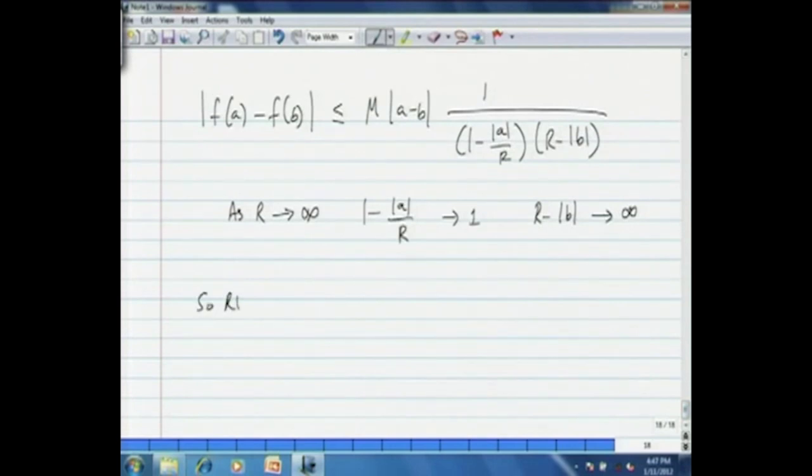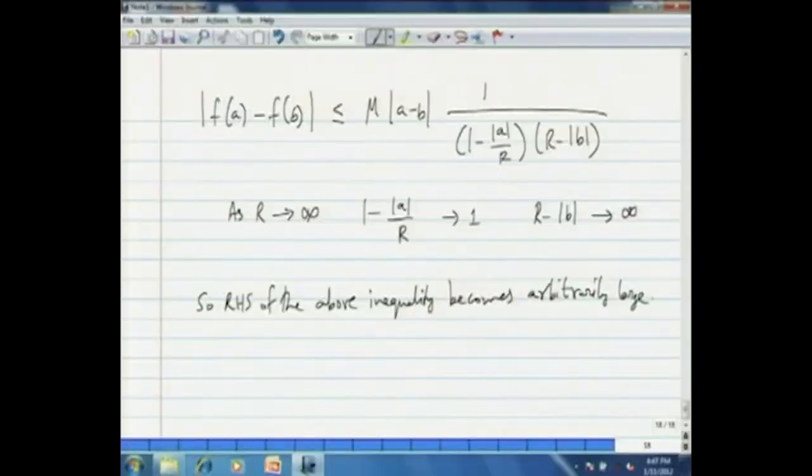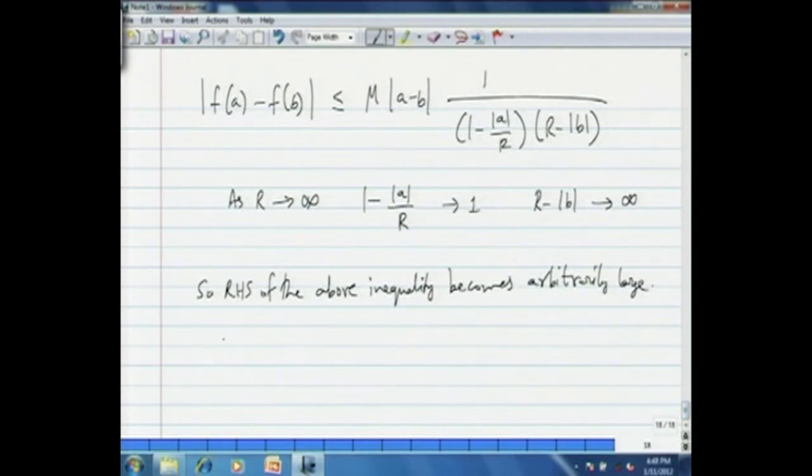So, the RHS of the above inequality becomes arbitrarily small. Okay. And so that is how large we want r. However much we want modulus of f of a minus f of b to be smaller, we will make r that much larger. Okay. So, that gives us that modulus of f of a minus f of b is arbitrarily small, since the RHS tends to 0 as r tends to infinity.